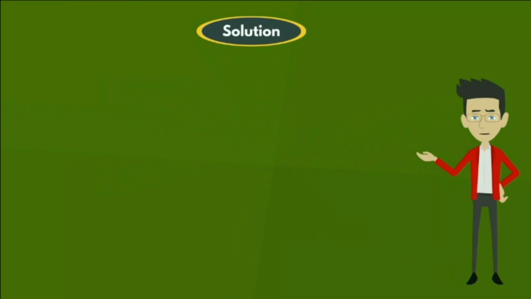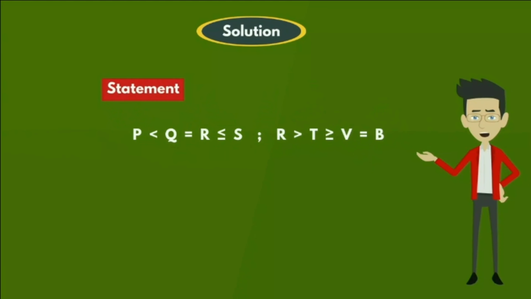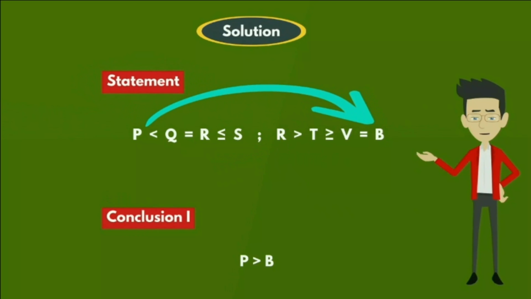Let's see the solution. Here the statement is P less than Q equal to R less than or equal to S. R greater than T greater than or equal to V equal to B. Let's check with the conclusions. Conclusion 1. P greater than B. Here in the statements, we don't have a direct relation between P and B, but we can combine these statements. Here we have a relation from P to R and R to B. So we will get a relation from P to B.